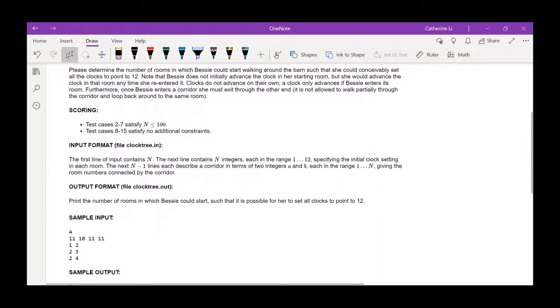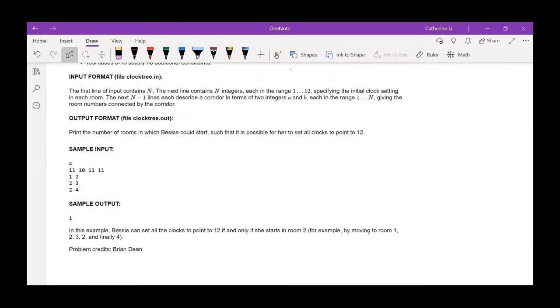And yeah, so we're asked for the number of rooms that Bessie can start in so that she can somehow get every clock to point to 12. And they give us a small clarification that the initial room that she's in won't be advanced until she potentially goes back to it. Yeah, that's pretty much it. We have a sample test case. So this is n, and then these are the 4 initial clock numbers, and these 3 are the different quarters.